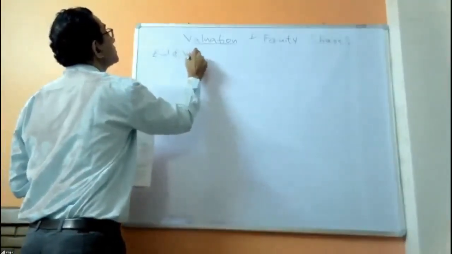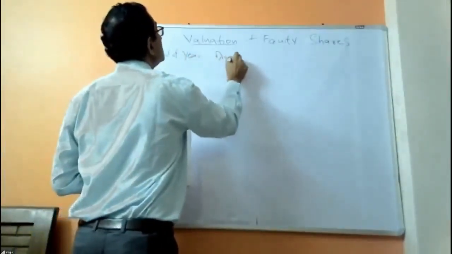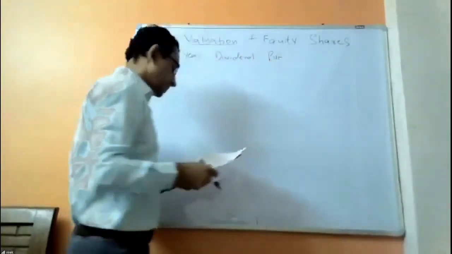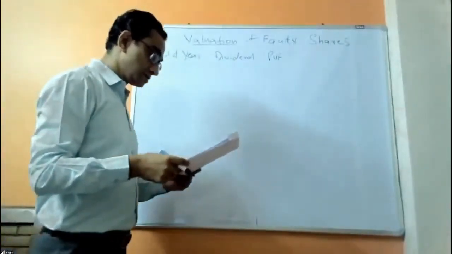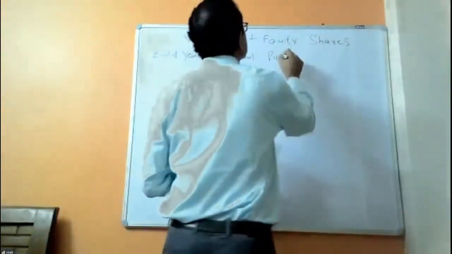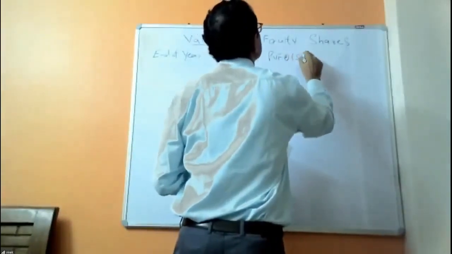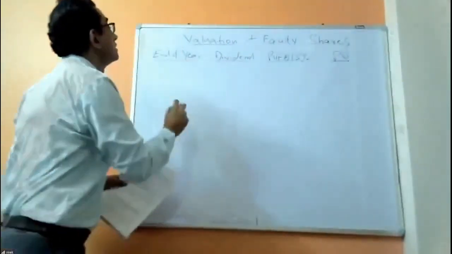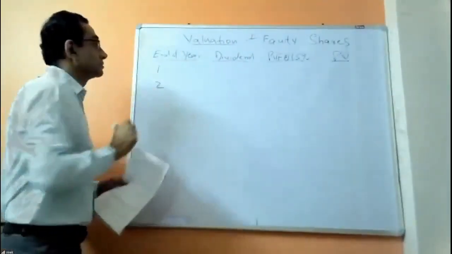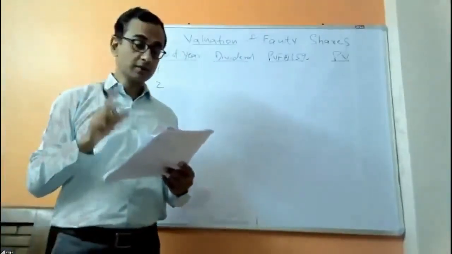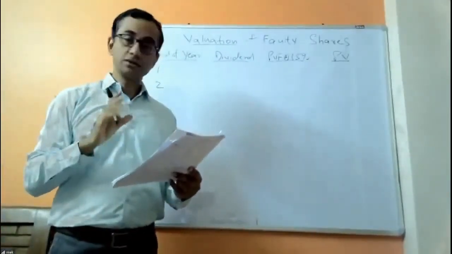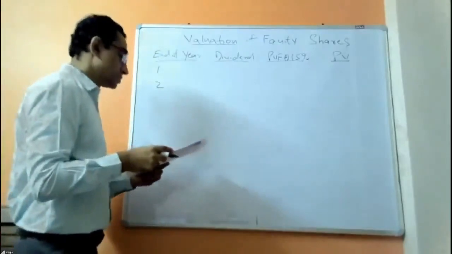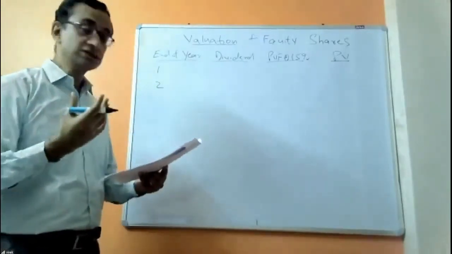End of year dividend, present value factor at discount rate of 15%, present value factor at 15% and the present value. For first 2 years, first year, second year. So at the end of the first year, what will be the dividend? The current dividend which the company, MNP Limited, has declared is 4 rupees. So 4 rupees, we have to multiply it by the growth rate, which is 20%.